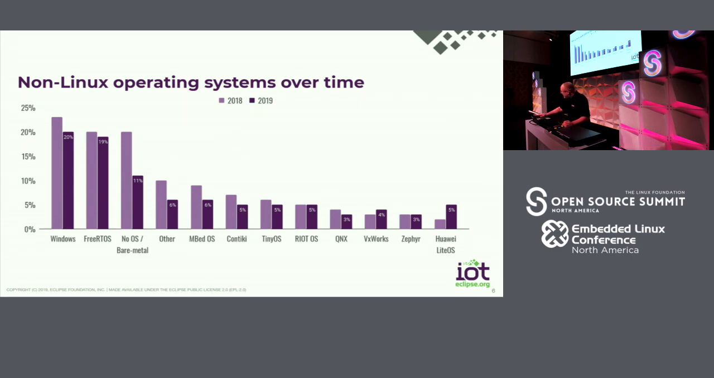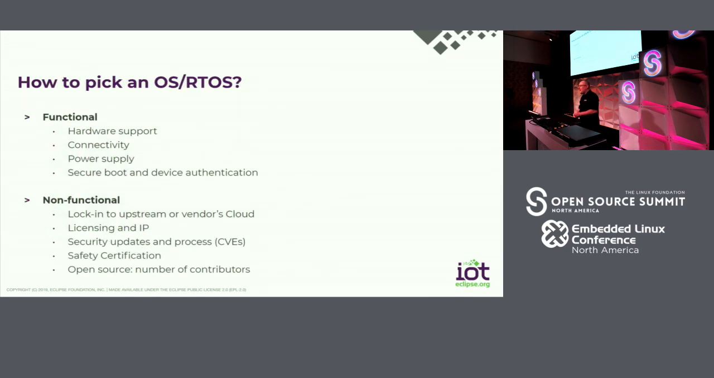And we see that Zephyr is there with 3%, not shrinking, which, considering the overall trend in my graph, is an indication that there's momentum there. All right. Now, many, many alternatives for your real-time operating system for a constrained device. How would you pick one given the amount of choice? First, there's obviously hardware support. Will it support the CPU, the SoC, the board that you are planning to use? And then there are connectivity and power supply issues. Can it run well on a battery for 10 years and stuff like that?